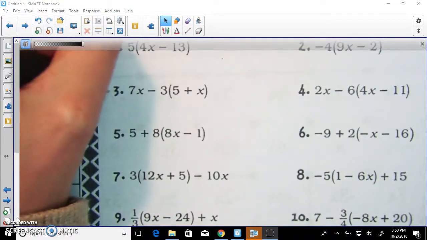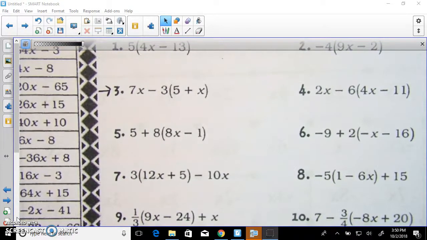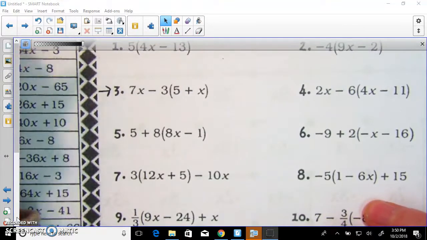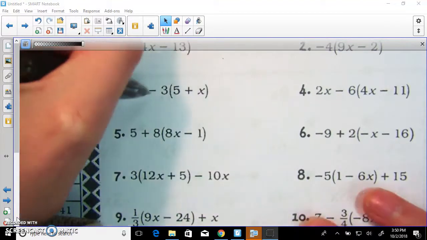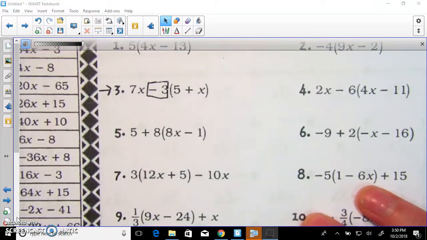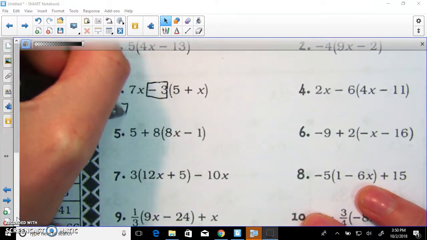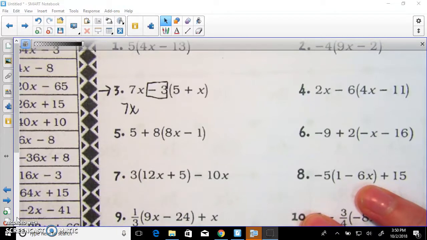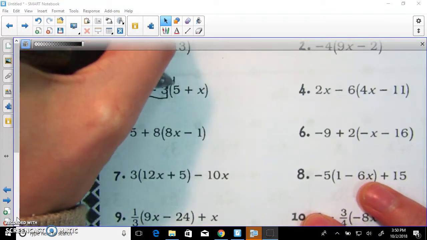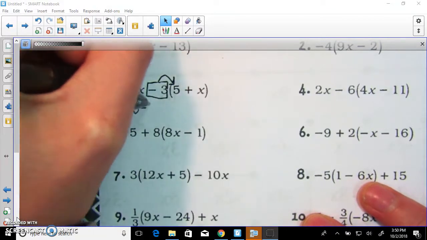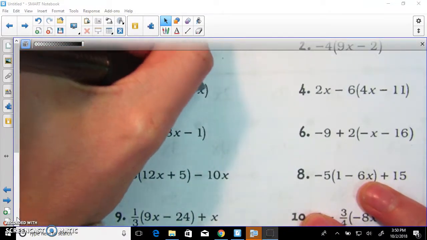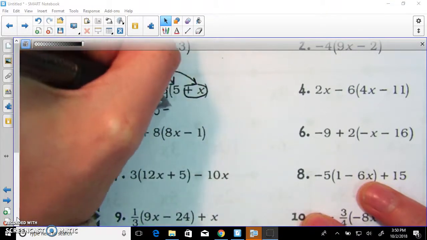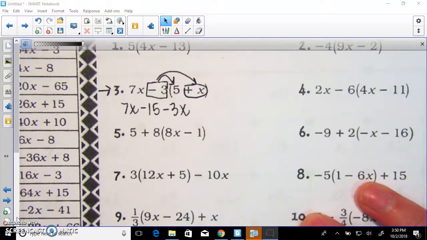So one question that I noticed a lot of us were struggling with was number 3. And I think this stems from the fact that what we're distributing is not in the very beginning of the expression. 7x is not being distributed. It's actually the -3 that's being distributed. So this 7x just comes down. It doesn't have anything to do with the distribution. So we're looking at -3 times 5, which is -15, and then -3 times a positive x, which gives us -3x.